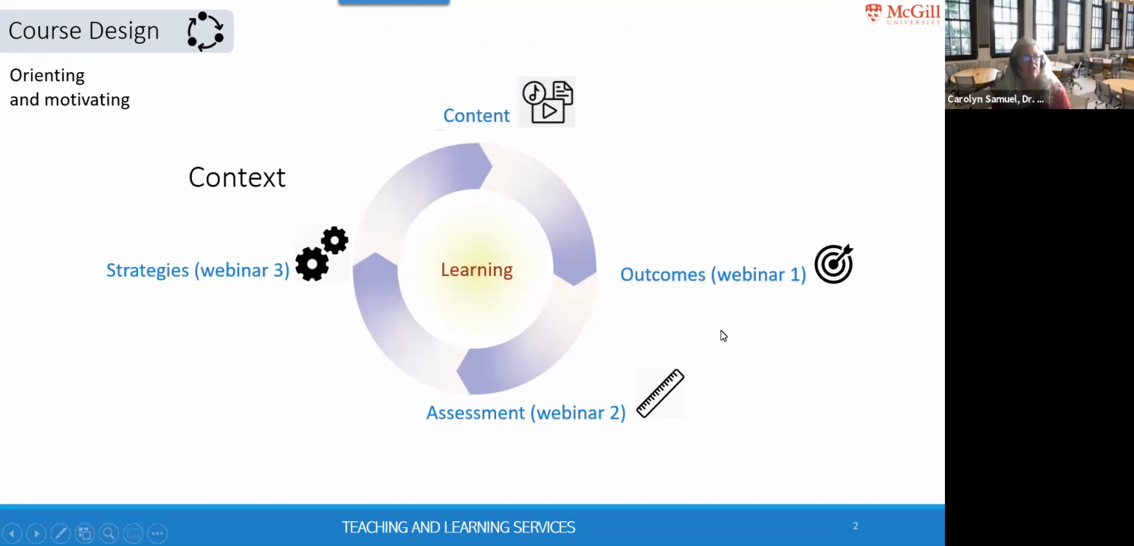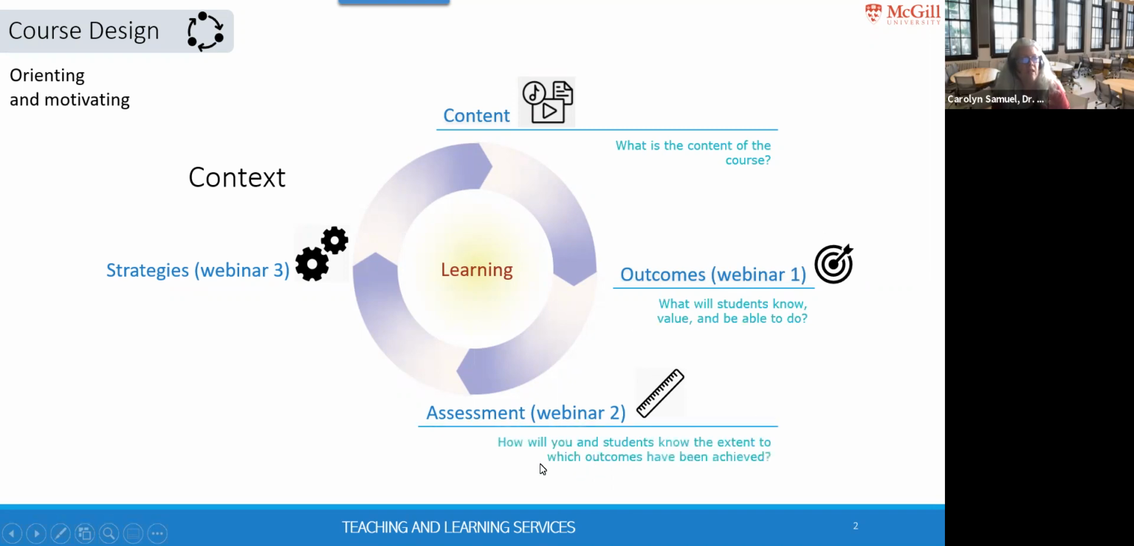So we had looked yesterday at some questions. We focused on outcomes. What will students know, value, and be able to do? Today, we're focused on assessment. How will you and students know the extent to which outcomes have been achieved? And then, of course, we will get later on to the strategies portion. That will be tomorrow. But today, we'll guide you through principles and practices of how to design quality assessment tasks so that you and your students will know the extent to which the learning outcomes have been achieved.